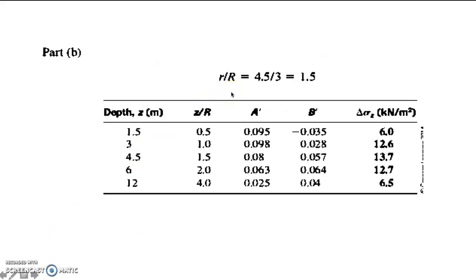Of course, we have to identify our r over R, which is 1.5, so that we can get now our stress at 1.5, 3, 4.5, 6, and 12 meters depth. You simply have to substitute into our equation q times A prime plus B prime. So this is now the value for our stress at z equal to 1.5, 3, 4.5, 6, and 12 meters.